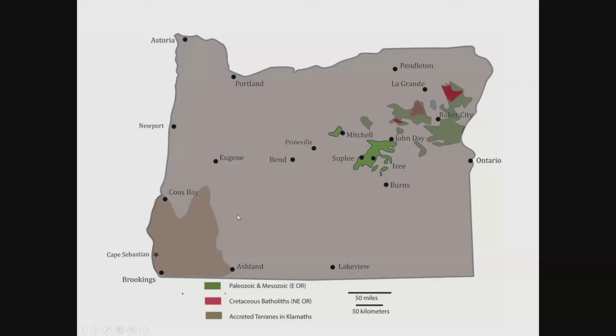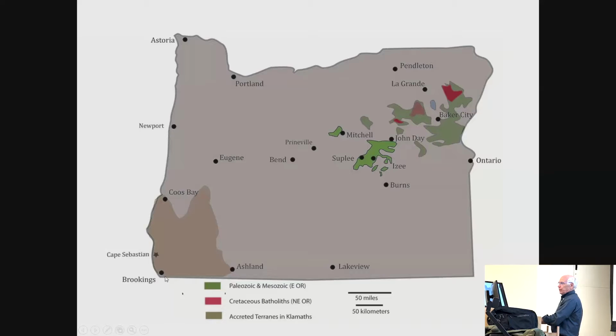So here, this is Oregon, and this map shows the distribution of the different Mesozoic rocks throughout the state. So in Southwest Oregon, we have Triassic to Cretaceous rocks in this area down here around Brookings and Cape Sebastian.